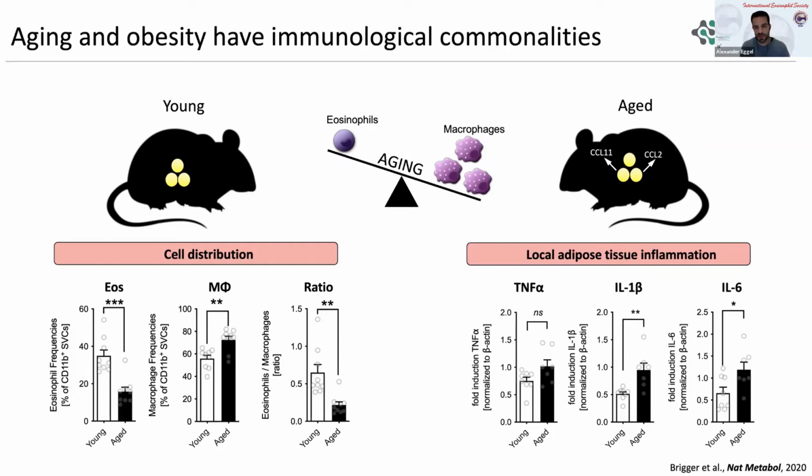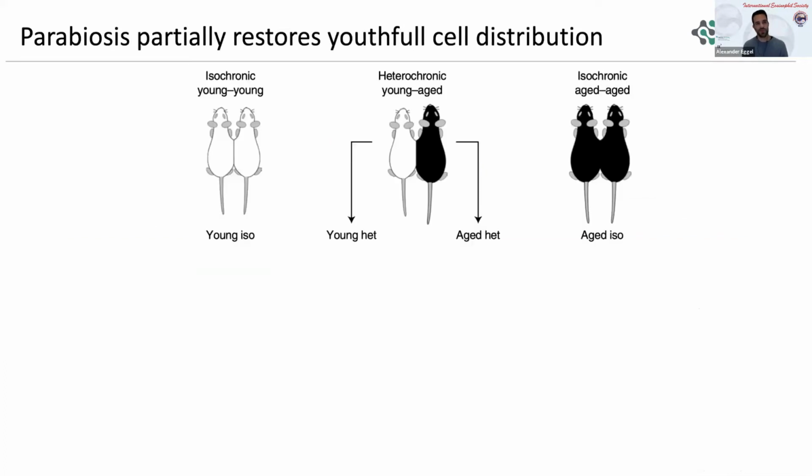Obviously, you have different approaches for how you could do this. We took the following approach. We first performed a parabiosis experiment. This is a condition where you join the circulatory system of a young mouse to an aged mouse. And obviously, you also do the isochronic pairings, young and aged, as controls.